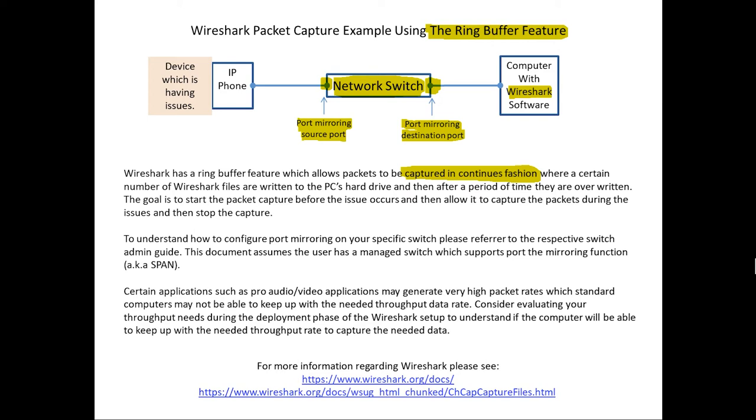You'll see in a few moments, it's just one button you'll press within the software and it'll stop the capture. What this is basically going to do is write the files in a continuous fashion on the PC's hard drive, so many packets per file and so many files, and then it's going to wrap around and delete the oldest, and just do this continuously. The other item to be aware of is that certain applications such as pro audio video may generate very high packet rates. So this is something you may need to gauge. If the application is generating very high packet rates, is the computer running Wireshark stable, and can it actually keep up with the needed packet rate?